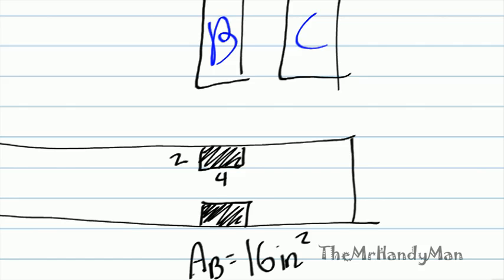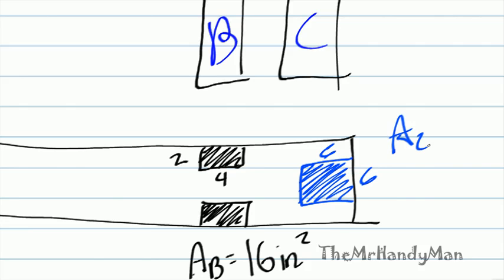Now you have a different situation. Let's do C. But rather than C being 2x4s, let's just do a 6x6, like a hunk of wood, like a structural beam. Notice that the area of C will be 6 times 6, or 36 inches squared.